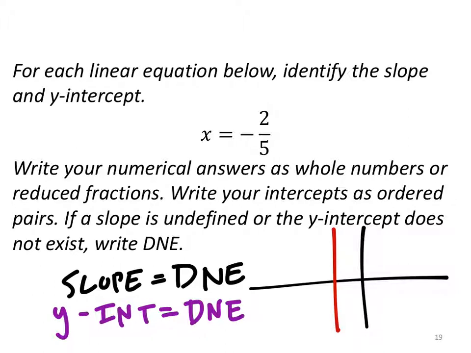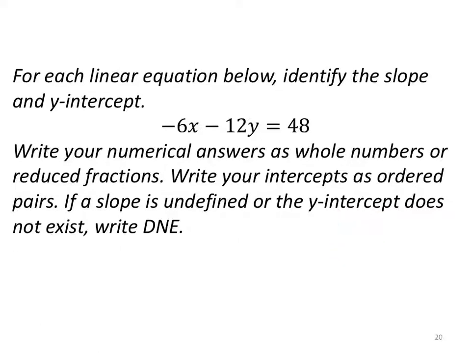Now be very careful, you can't mix the two up, all right? If it's x equals something, there is no slope, and there is no y-intercept. So again, hopefully the graph helps you out. With the y equals stuff, the slope is 0, and it will have a y-intercept. All right.